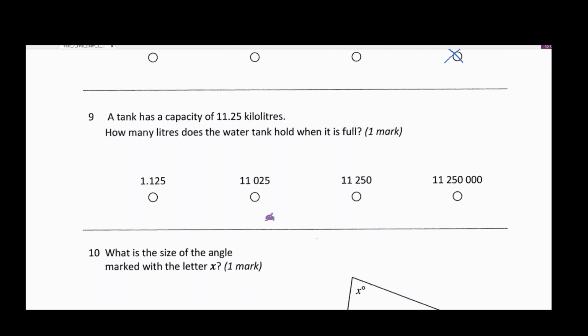A tanker's capacity is 11.25 kilolitres. How many litres of water does the tank hold when full? That's going to be 11.25 times 1,000. So you can type that straight into your calculator. Still pretty easy to do, but the calculator can do it. That's 11,250. It's this one.